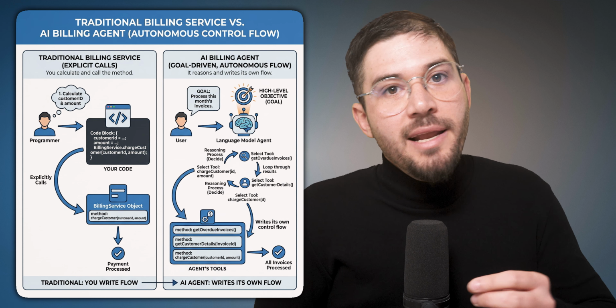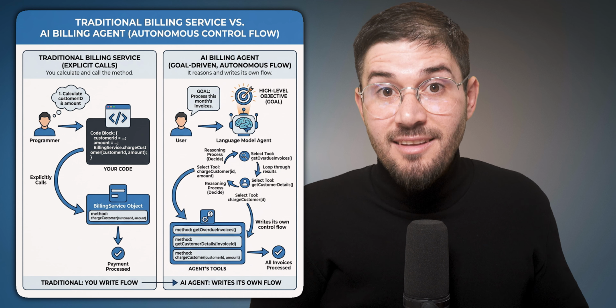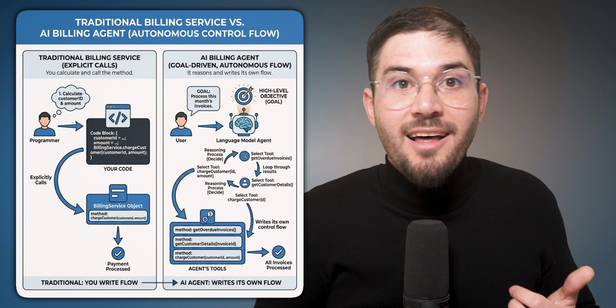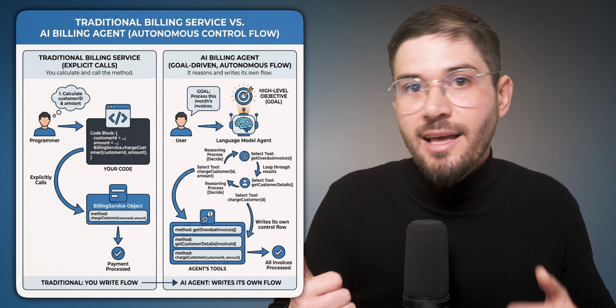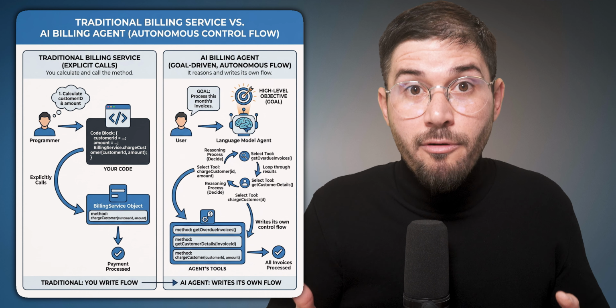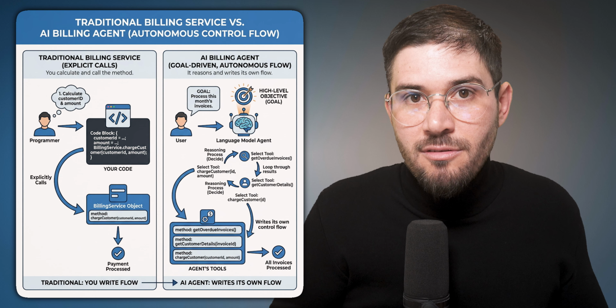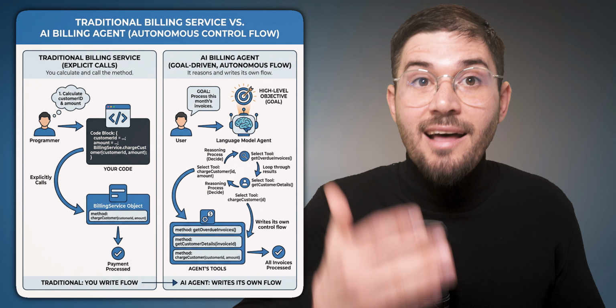I have seen some developers trying to control AI with complex, brittle prompt engineering techniques. The better approach is to give it well-defined tools and a clear goal. Then let the LLM actually reason about it. Imagine a billing service object in a traditional system. It might have a method called charge customer that receives two parameters, the customer ID and the amount. Your code is responsible for figuring out the customer ID and the amount, and then explicitly calling that method.